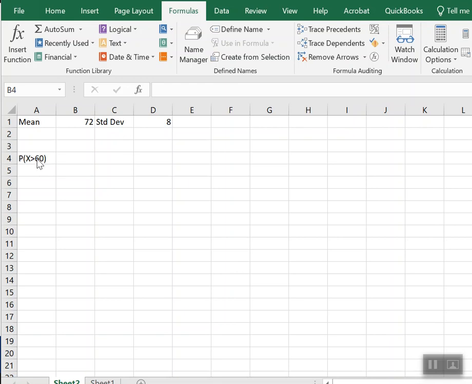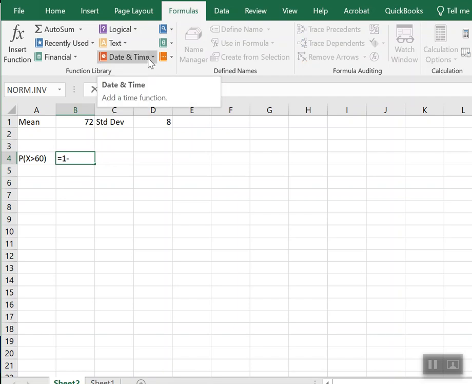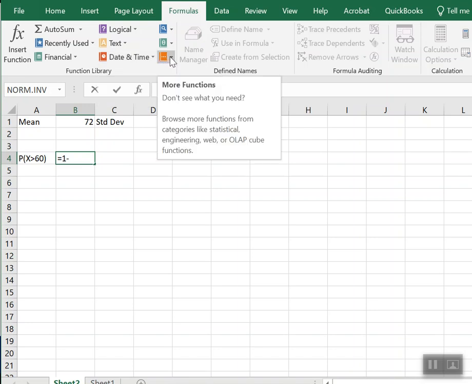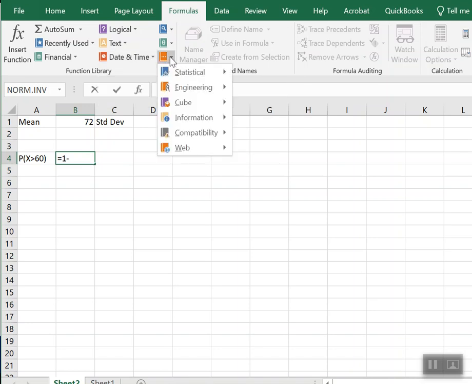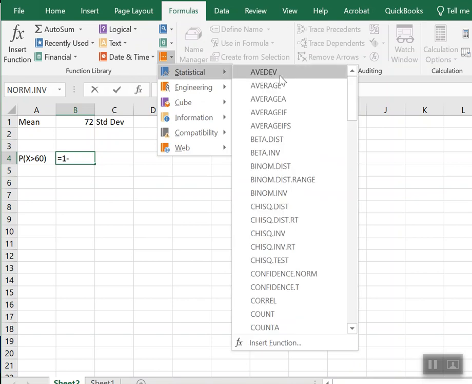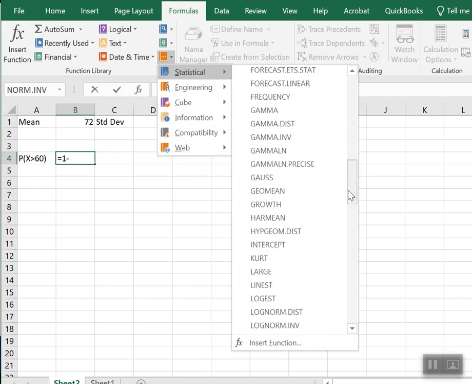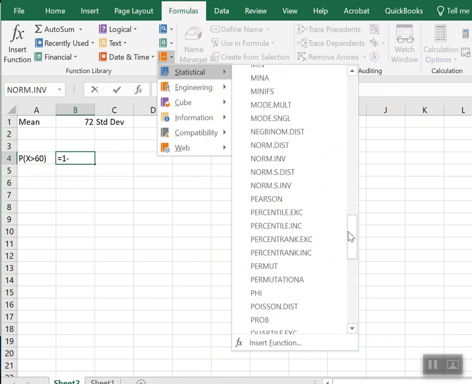So I want to know, what is the probability that the score on this test is greater than 60? First of all, here I'm going to start my formula. Equals 1 minus, because it's a greater than, I have to do 1 minus. And now I want to enter a formula for the normal distribution. So I'm going to click on More Functions. I'm going to go to Statistical, and I'm going to scroll down here to the N's. Here we go.